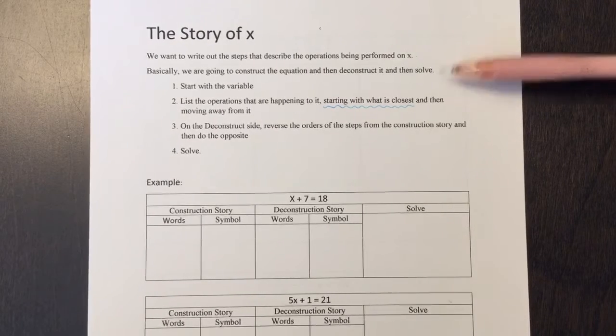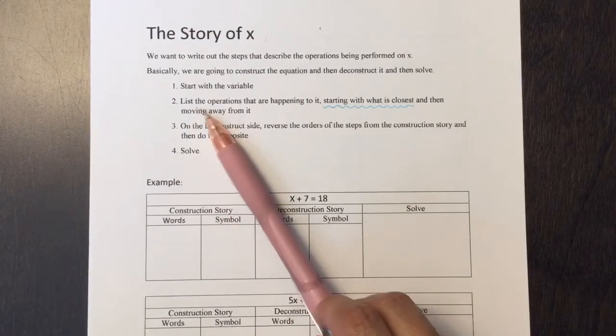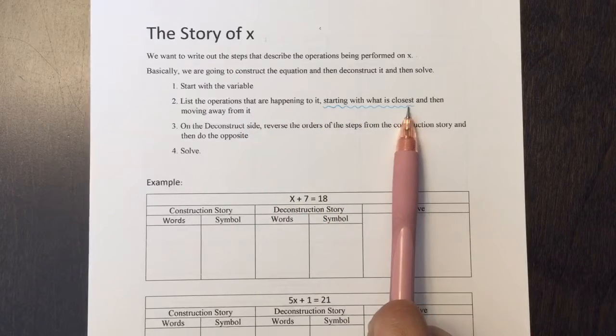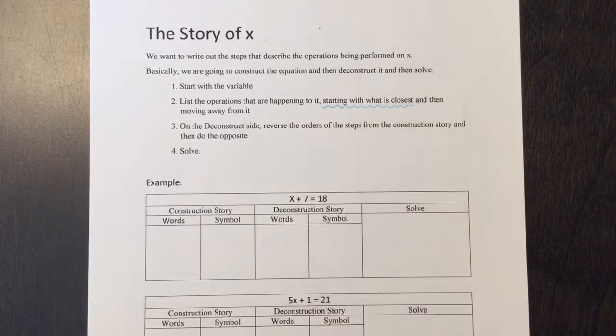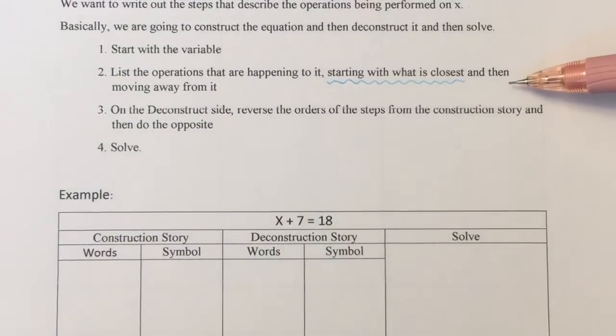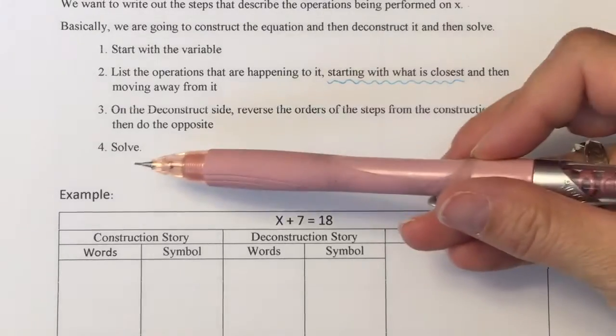So step one, start with the variable. List the operations that are happening to it, starting with what is closest to x. That's really important. We want to start with what is closest to x and then move away from it. On the deconstruction side, we're going to reverse the order of the steps from the construction story and then do the opposite. Then we'll solve.